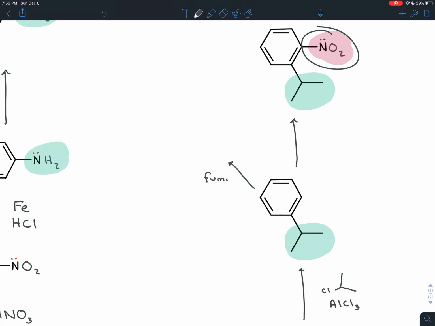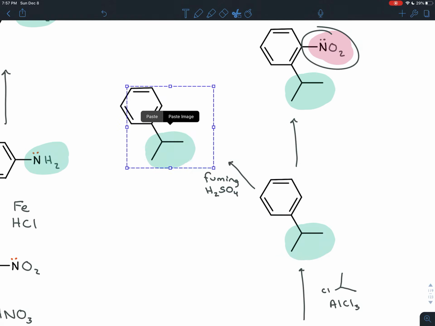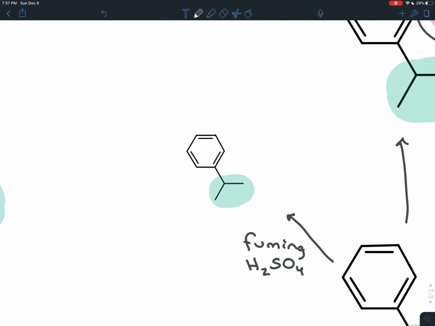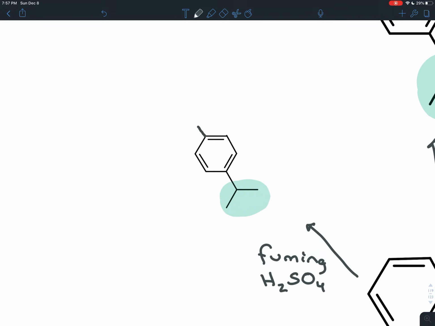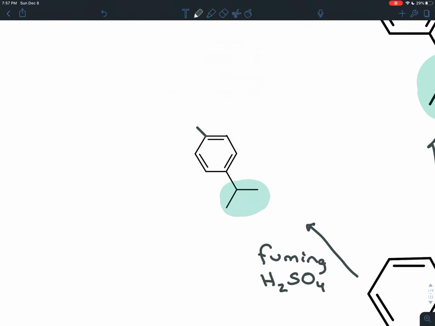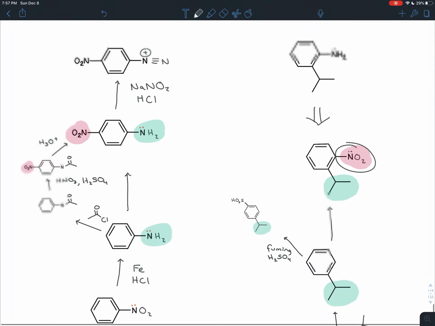So if you remember, if you add fuming H2SO4, that's sulfuric acid that has sulfur trioxide bubbles coming through it, what that does is that would add an SO3H group. It's sulfonation. And if you look at the reactions that we listed in that previous video that reviewed the aromatic substitution reactions, this was in it. This was in that table.